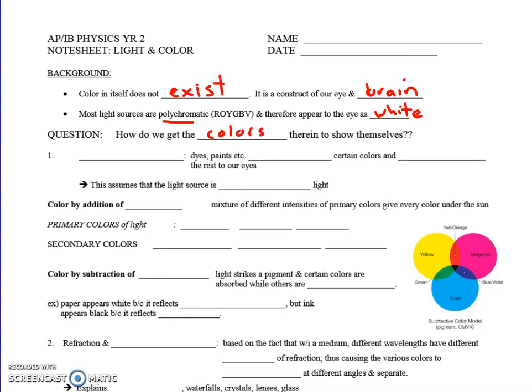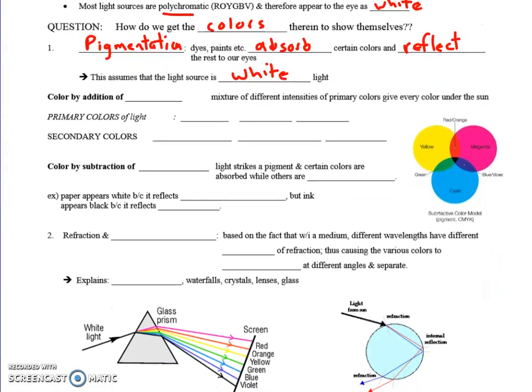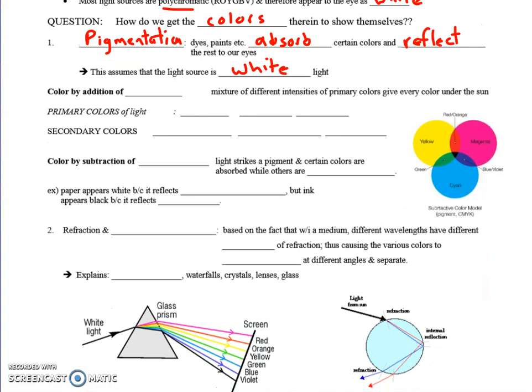All right, so the first one is the most common, and that is pigmentation. All right, dyes, paints, etc. Okay, what they will do is they will absorb certain colors and reflect the rest to our eyes, okay? And this assumes, this is important, that the light source is white light, which I guess we already said is a default assumption, okay?